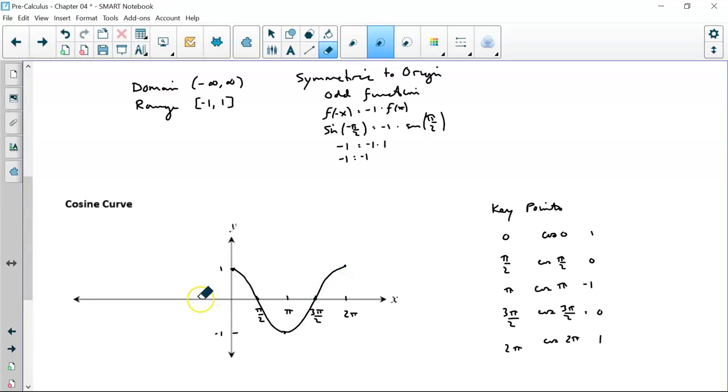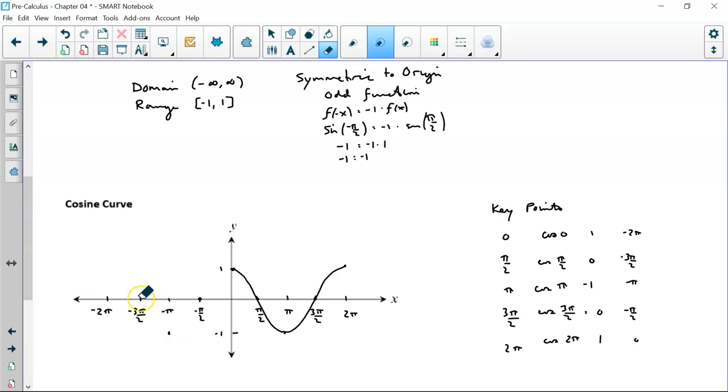Now if I go backwards to see another period, here's my negative 2 pi, negative 3 pi over 2, negative pi over 2. So once again, 2 pi is the same as 0. 3 pi over 2 is the same as negative pi over 2. Pi is the same as negative pi. Pi over 2 is the same as negative 3 pi over 2. And 0 is the same as negative 2 pi if we go clockwise. So once again, if we're at negative pi over 2, we're at 0.